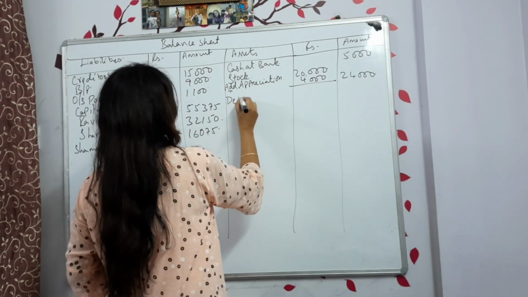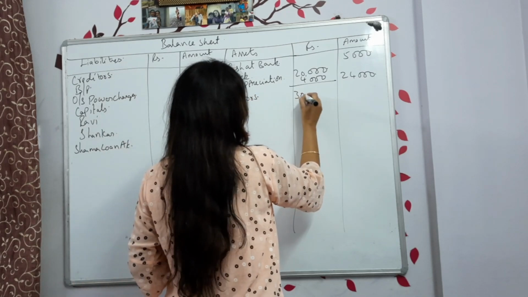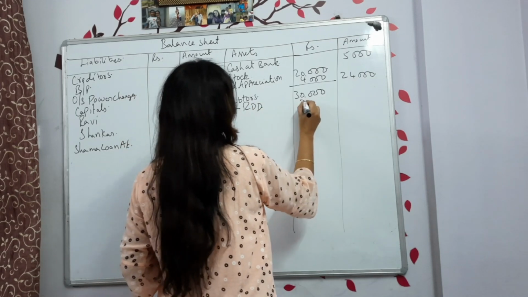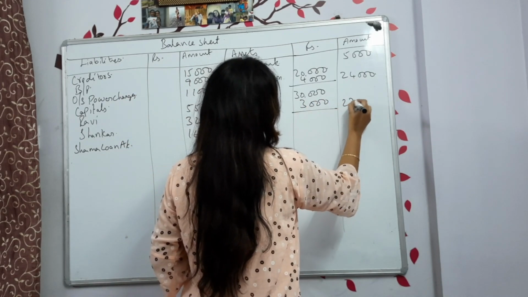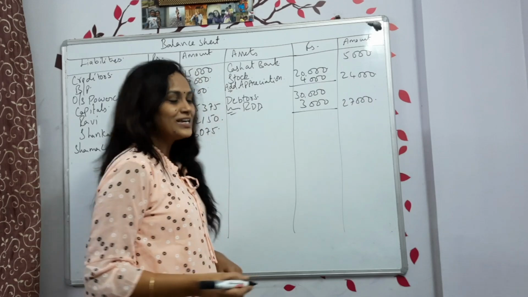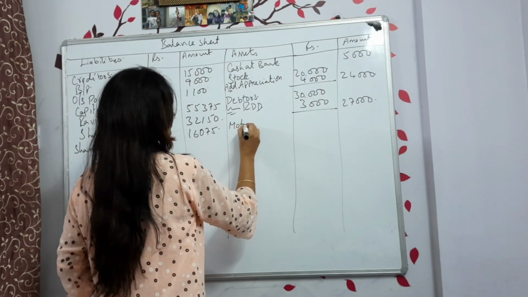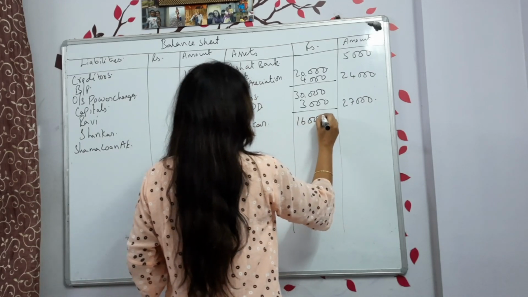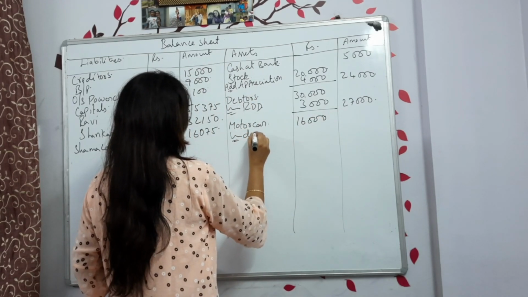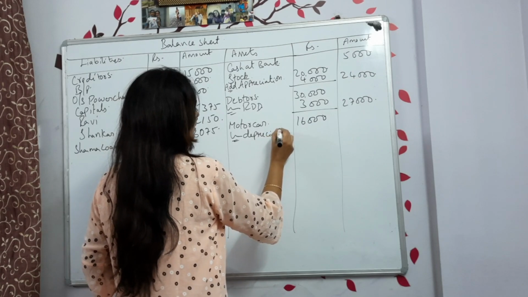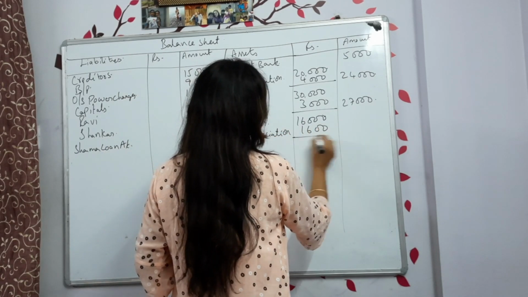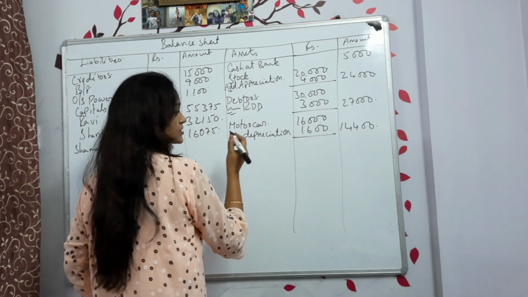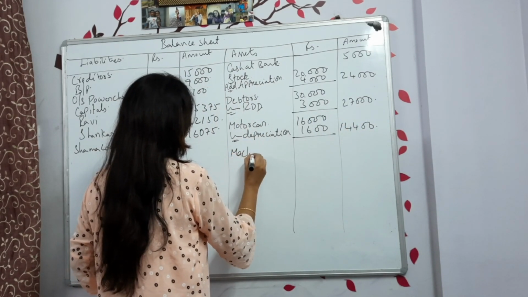Next, debtors 30,000. And they mentioned RDD will be 10%, right? So it will be 3,000. You will get 27,000. Okay. Next, motor car. Motor car, it is 16,000, right? Less depreciation 1,600. How much you will get? 14,400. Next, we have machinery.